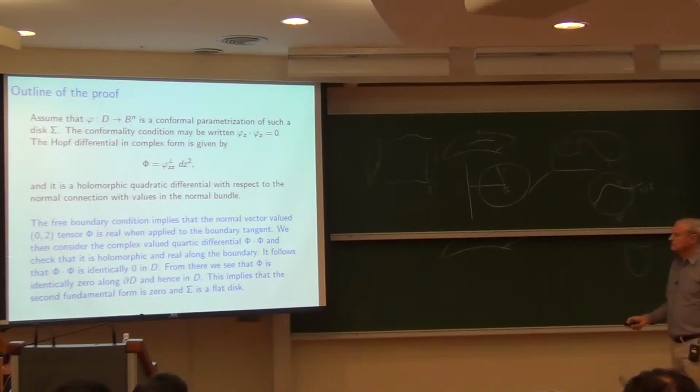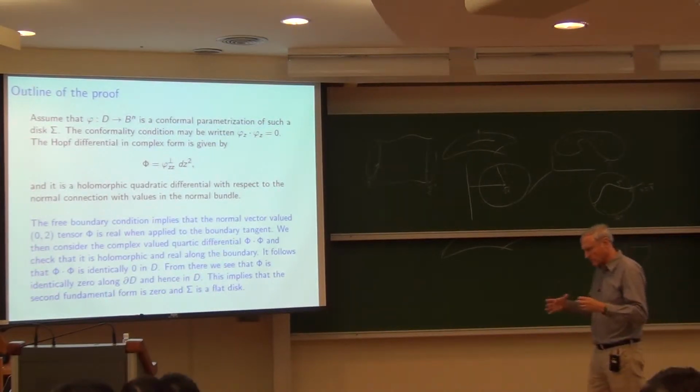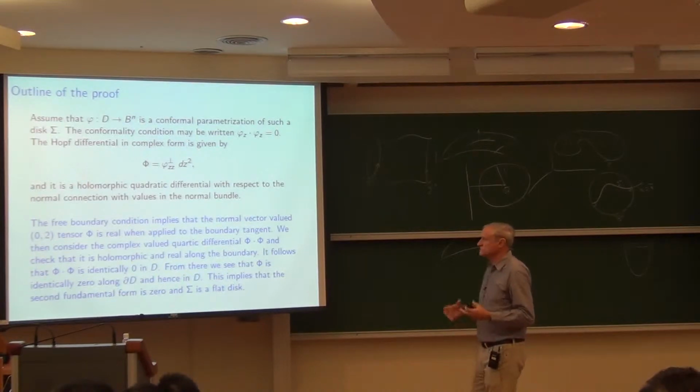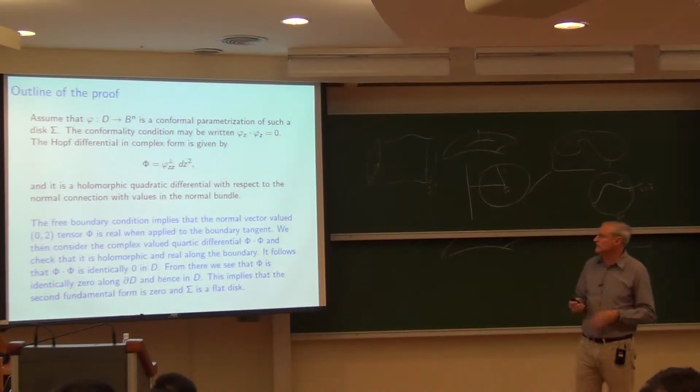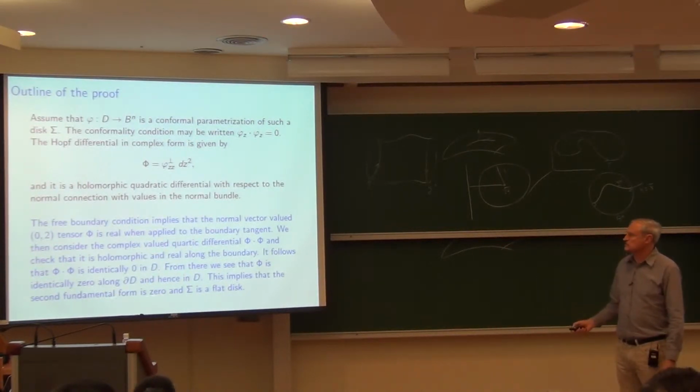Okay, and so the fact that we're on the disk and the fact that phi is real along the boundary implies that phi dot phi is identically zero on the disk. Then because on the boundary it's just the square length of the real part, that implies that phi itself is identically zero along the boundary. Phi is a holomorphic thing, and it's zero along the boundary, and so you can then argue that it's identically zero in D.